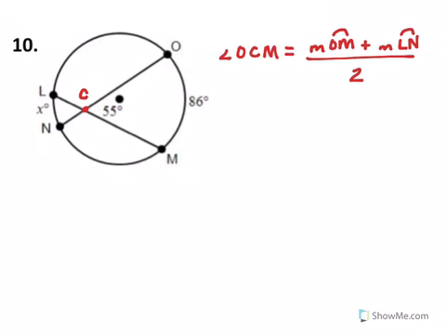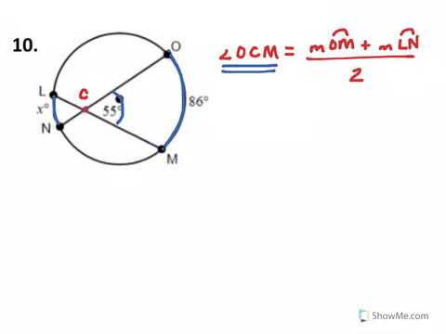So if we're looking here and we see this angle OCM, that is this angle here, O here, C here, and M, that is this angle OCM. It is equal to the average of the intercepted arc OM and the opposite arc LN. So we would just put it into this formula here and fill in our missing pieces.